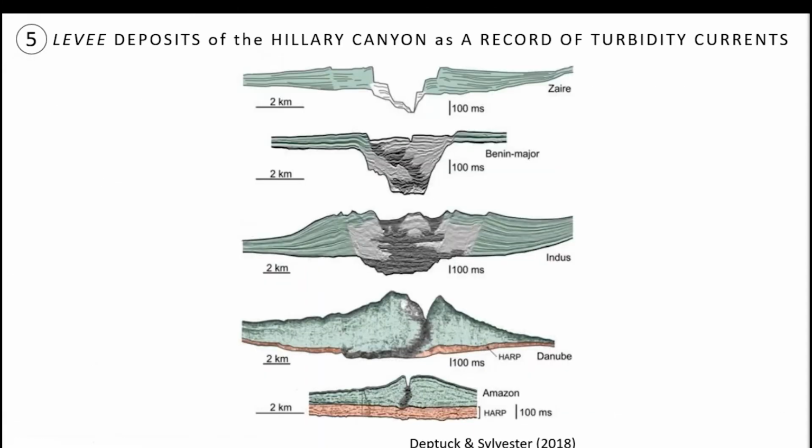To try to make sense of the magnitude of this system, please look at this figure from the work of Dept and Sylvester. It shows the major channel levee systems from around the world: the Zaire, the Bengal, the Indus, the Amazon, the Danube. The colors indicate, in this case, light gray for the inner levees, green for the outer levees, and the darker gray for the channel deposits.